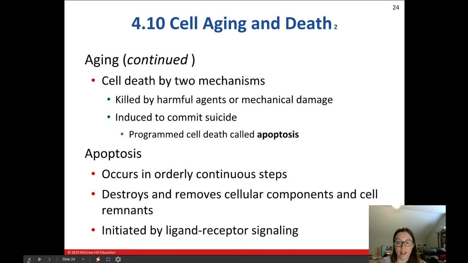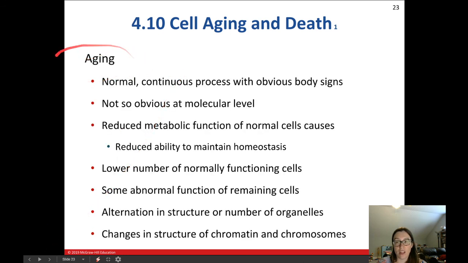So I said I'd come back to cell aging. So cell aging is kind of normal. It's a continuous process, and most cells are going to reduce function. So they're not going to be able to process all those reactions as well, and they're not going to be able to maintain homeostasis as well. As you get older, people are going to usually have a lower number of normally functioning cells, and some of the cells that remain are going to have abnormal functions. They're not going to be able to work as well.